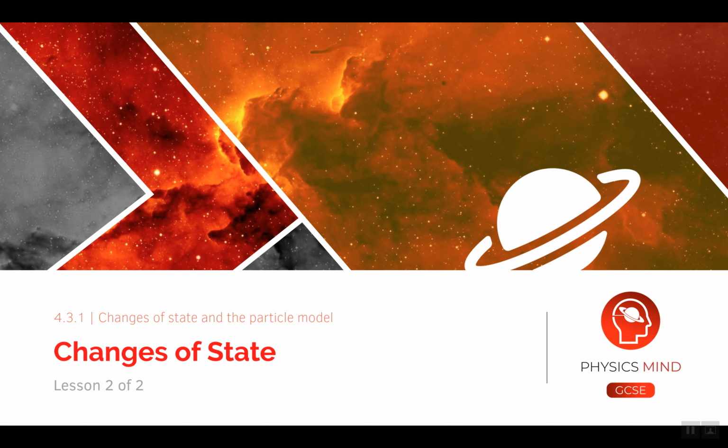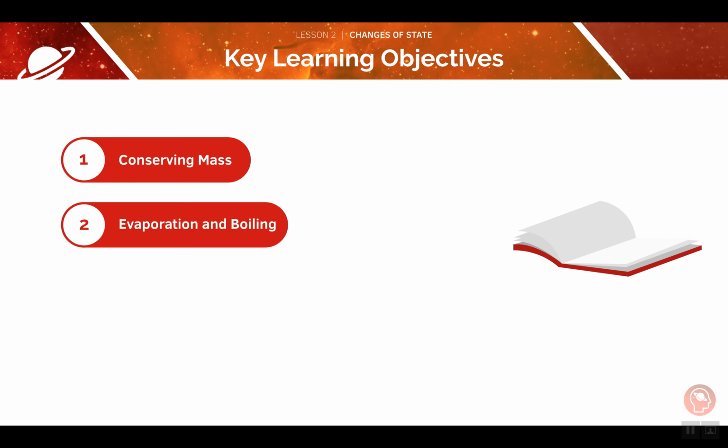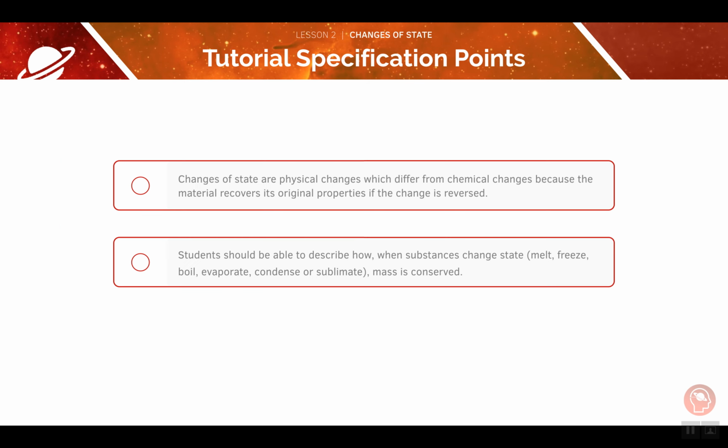Welcome to Lesson 2 of 2 in this tutorial, covering changes of state. This is the second video in our series of 2 lessons on the topic changes of state. Here are the key learning objectives for this lesson. The first is to look at conserving mass, and then we will look at evaporation and boiling.